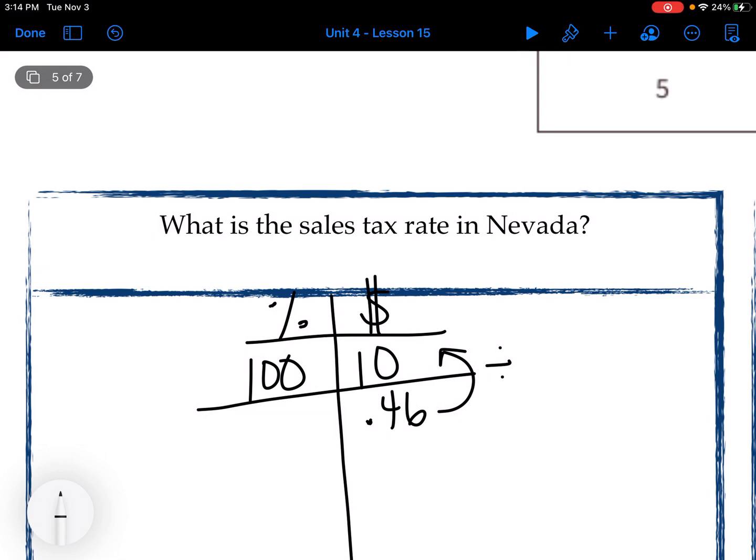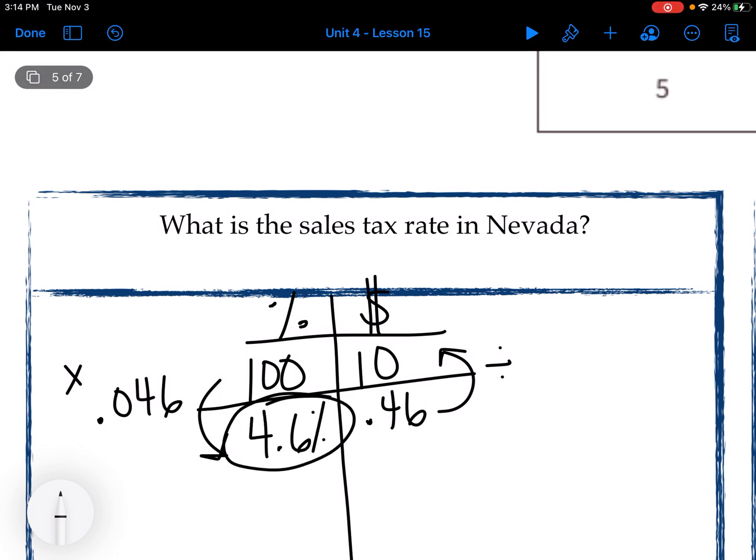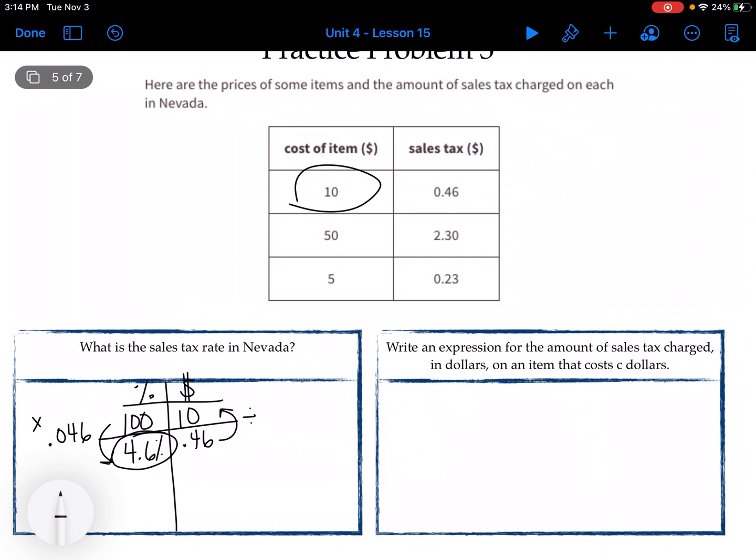So 0.46 divided by 10, and I get 0.046. So I'm going to multiply by that factor, times by 100, and I get 4.6%. If I want to test it to make sure that it works, I'm going to multiply by 0.046 in my calculator just to check it. So 50 times 0.046, and I should get $2.30, which I do.